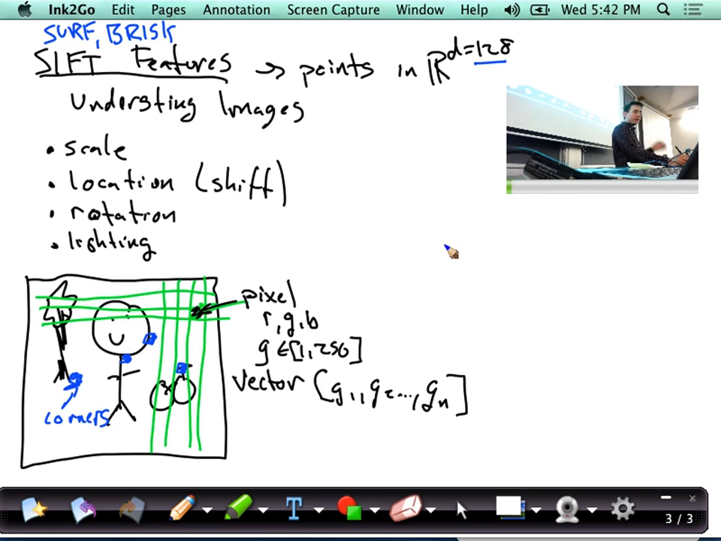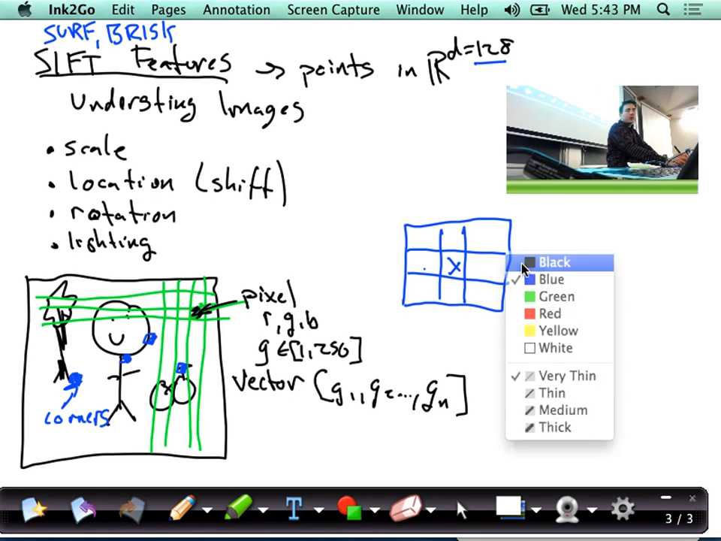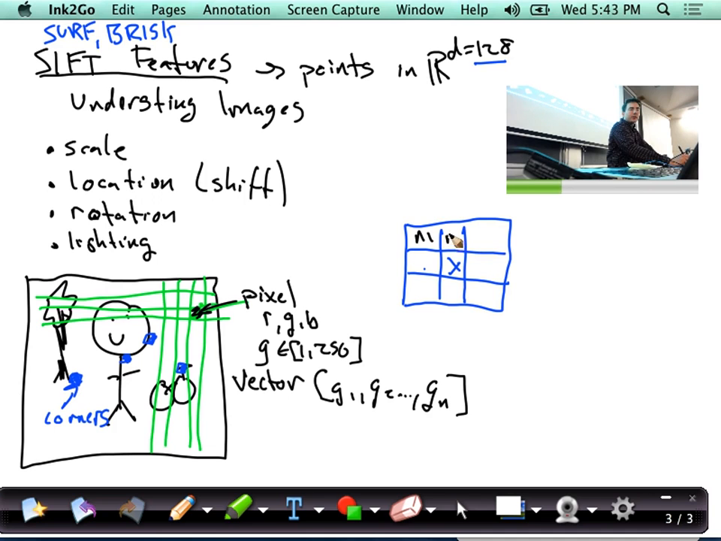To see what's going on, the first thing to realize is that when we look at one of these pixels, we don't want to look at just that one by itself. We want to look at its neighborhood. So let this be a pixel X that we're creating the SIFT feature for, and we'll look at its neighborhood structure, which we'll call N1, N2, N3, N4, N5, N6, N7, N8.